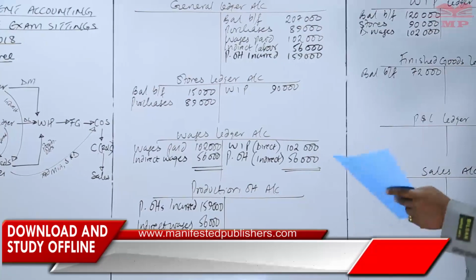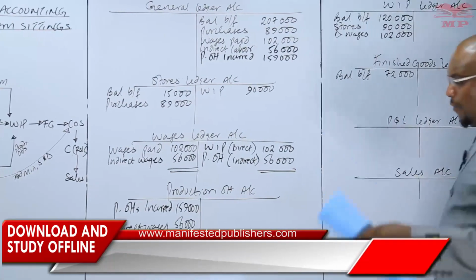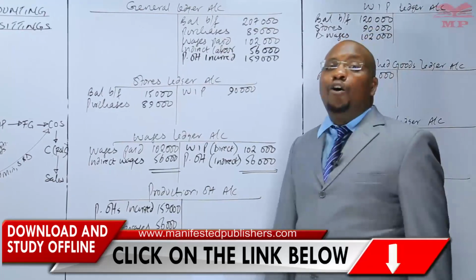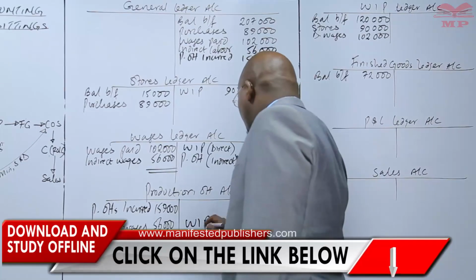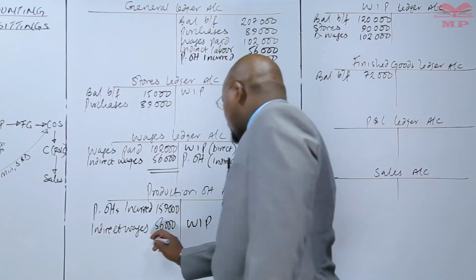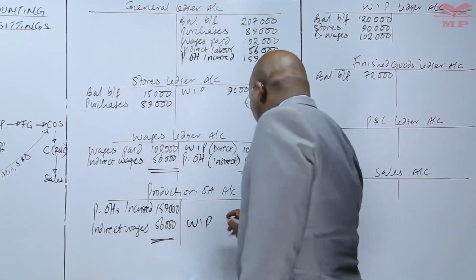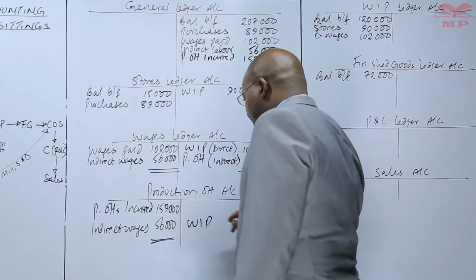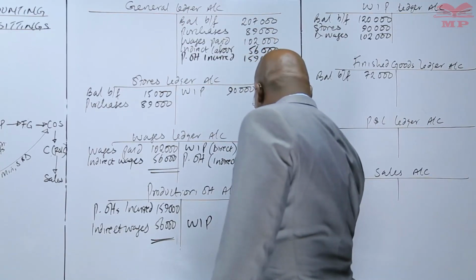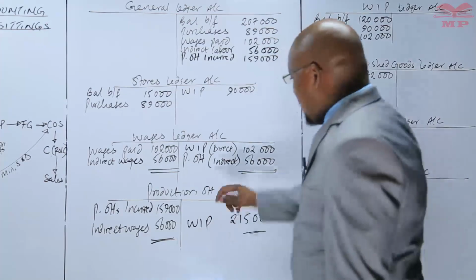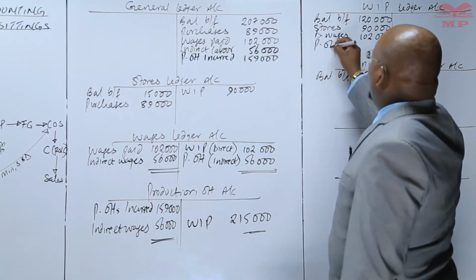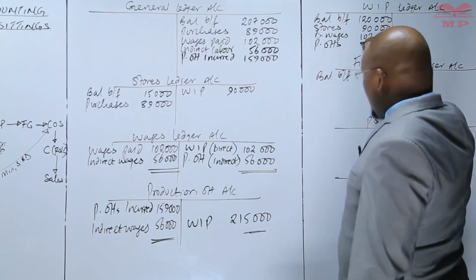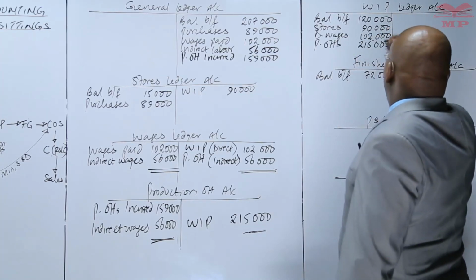Then we transfer the production. We are not told how much you're transferring, so that we can calculate what we call the over or under absorption. We just transfer the whole of this. So this is a work in progress. This is a total of this figure. This is 215,000. That is 5 carry 1, 1 carry 1, 215. We transfer here. We have production overheads. This is 215,000.